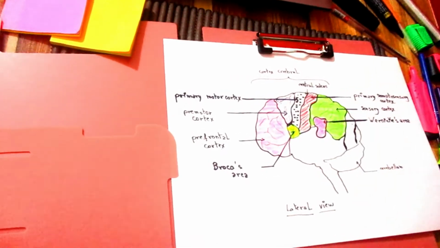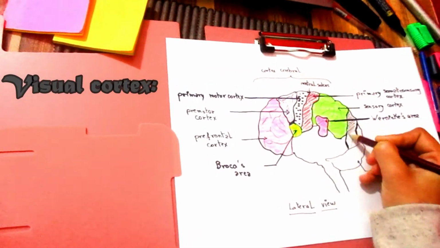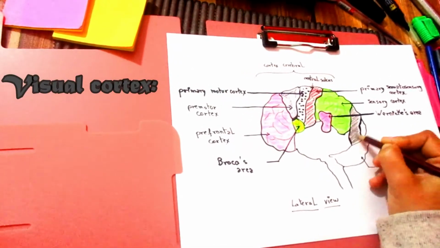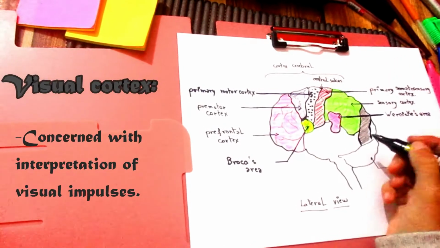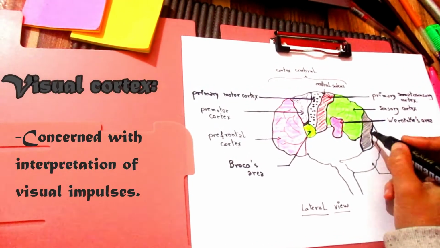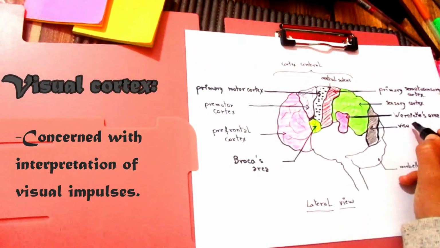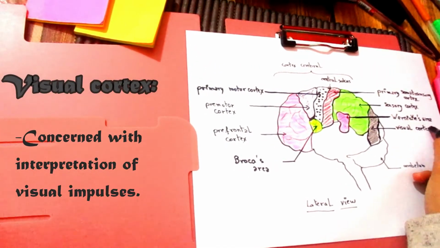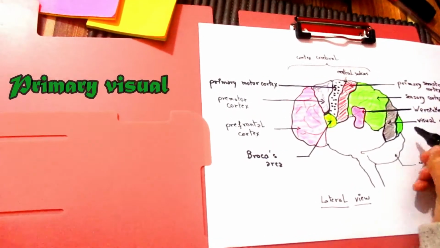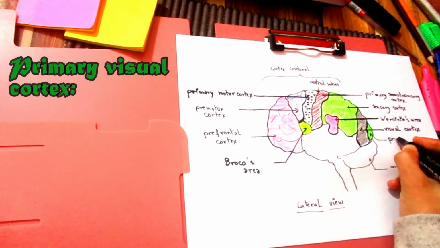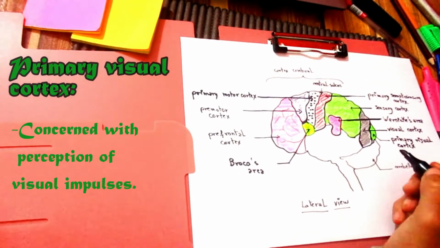So here we have the visual cortex. This part of the brain is located in the posterior occipital lobe, and it is concerned with interpretation of visual impulses. And then we have here the primary visual cortex. This area is concerned with perception of visual impulses.